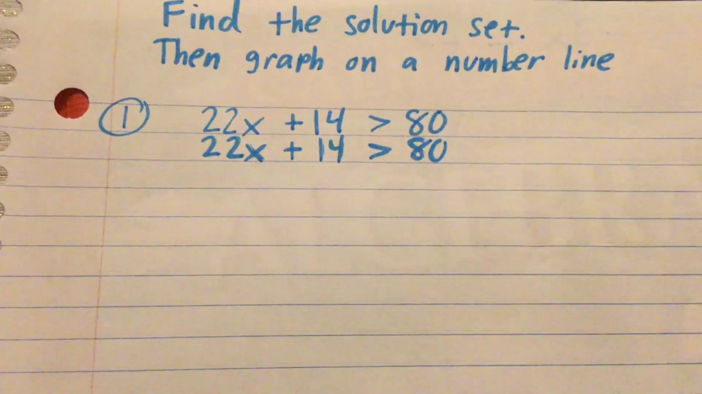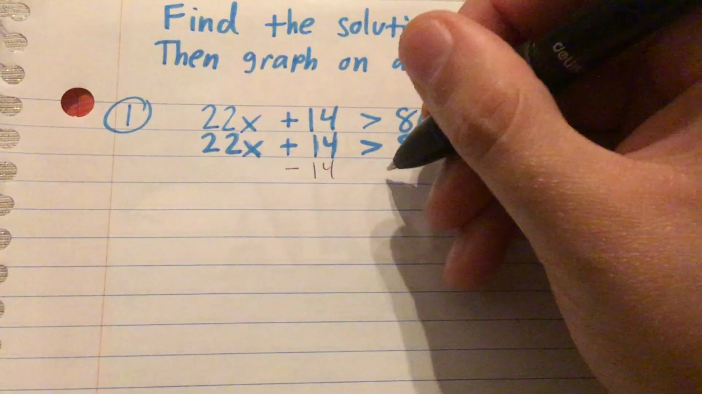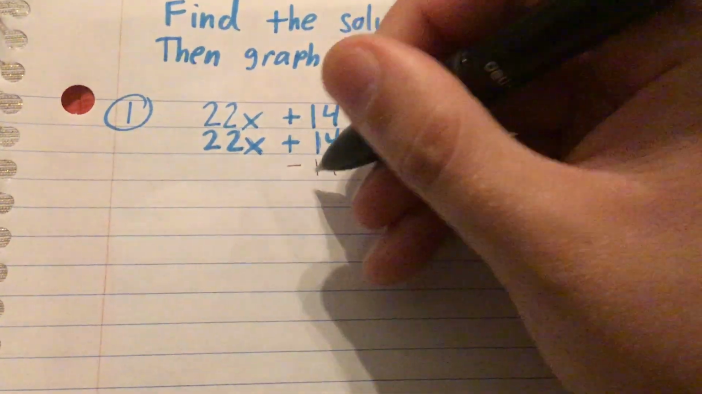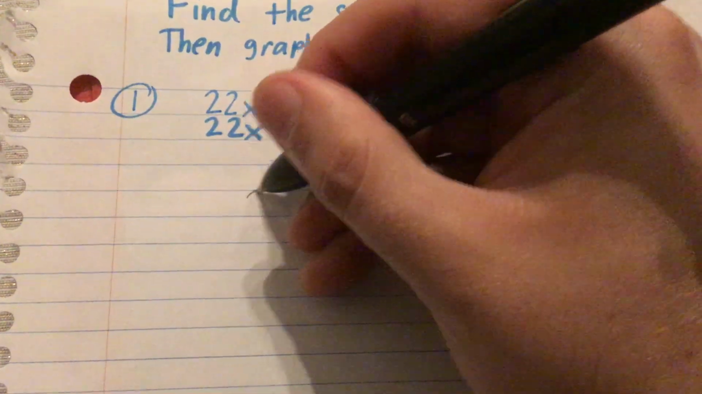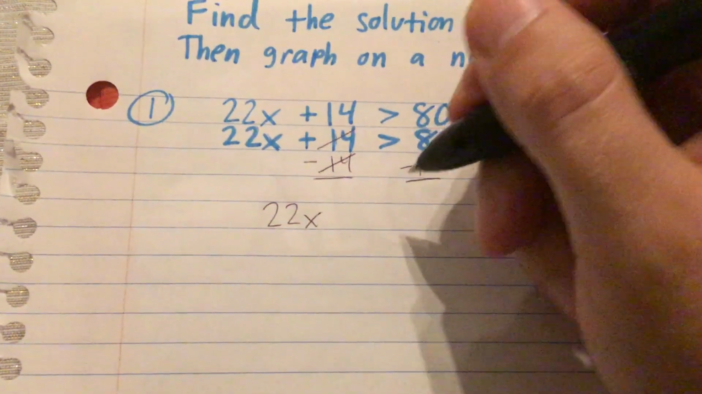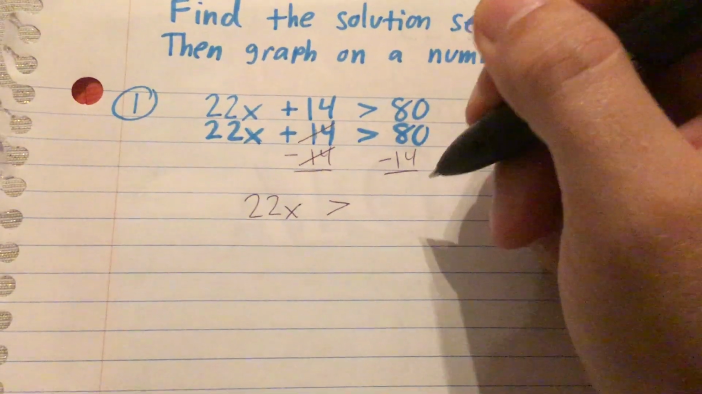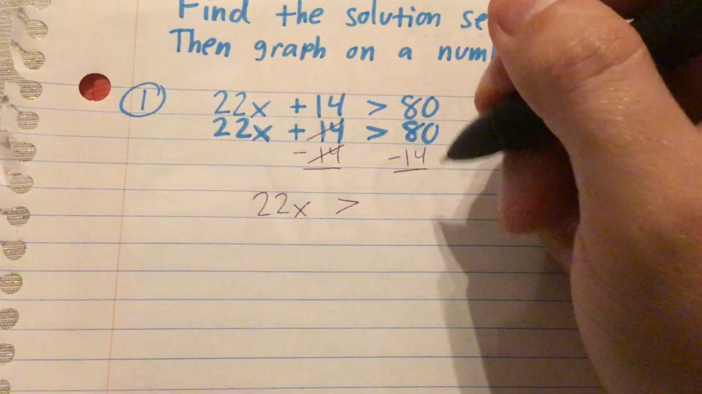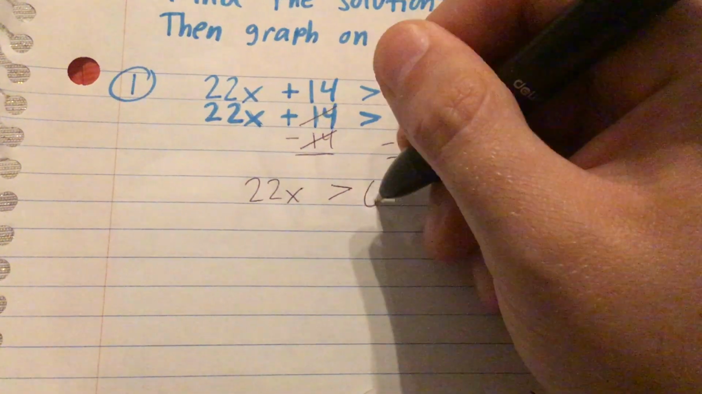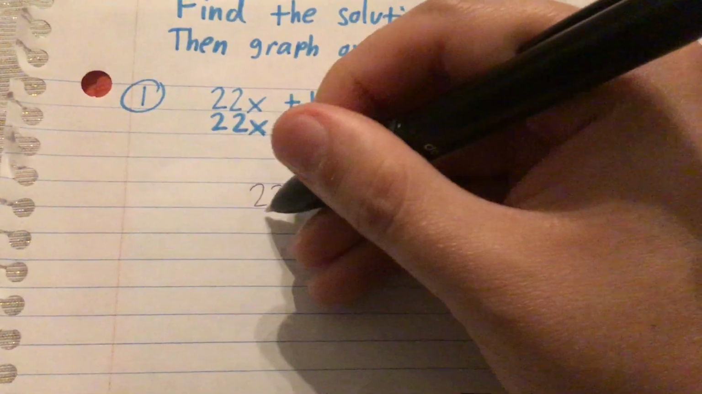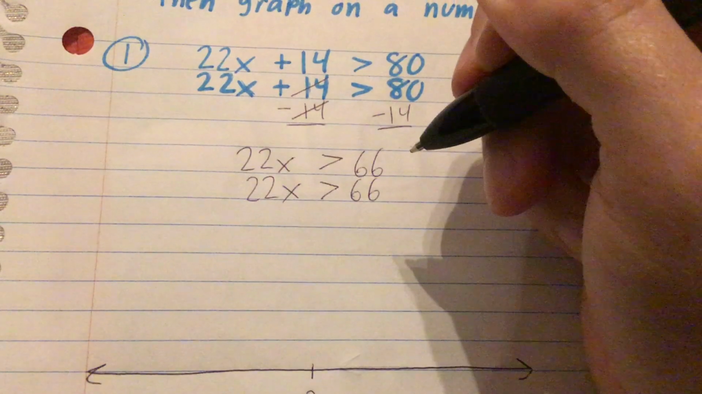So I'm going to treat this like an equation, and I'm going to subtract 14 from both sides. Okay, so that cancels out, leaving me with 22x. Subtraction on both sides has no impact on the inequality symbol, so it's still greater than. 80 minus 14, well, if 80 minus 10 is 70, then subtract 4, you get 66. So now we've got 22x is greater than 66, okay?